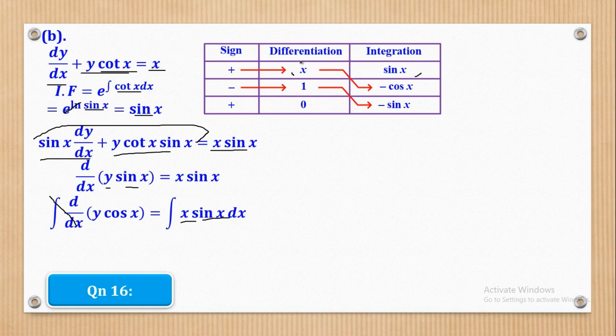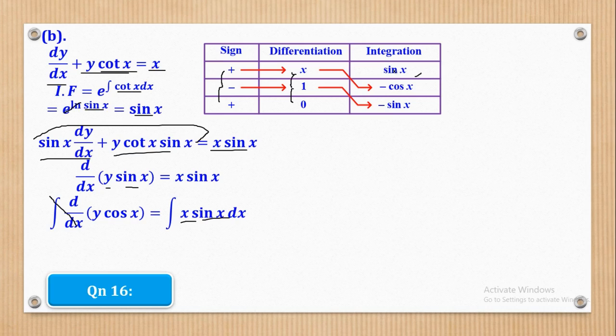Okay, now for this part you will keep on differentiating. When I differentiate x, I'll come up with 1. When I differentiate 1, I'll come up with 0. So because I've got 0, it means I'll stop here. For this part of sign, you begin with the positive, go to the negative, go to the positive, and so on. Then for this part of integration, you begin with sin x, which is here.